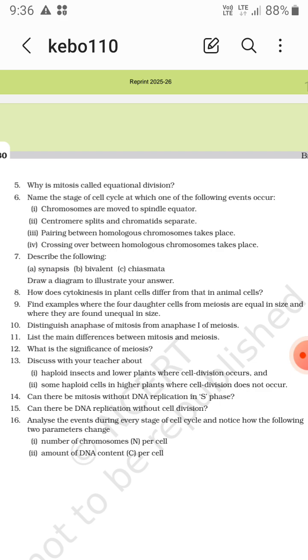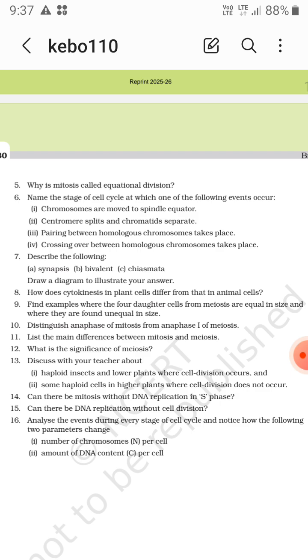Now second is, centromere splits and chromatids separate. When does the centromere split? It's in anaphase 2, right, in meiosis. Now pairing between homologous chromosomes takes place. Now pairing means formation of the synaptonemal complex.